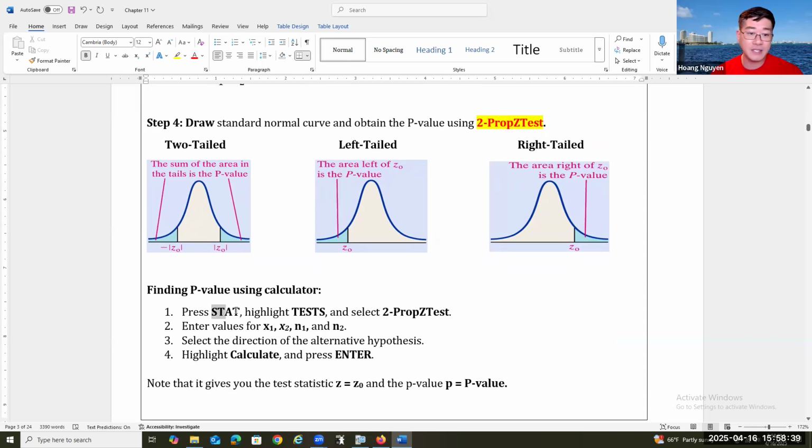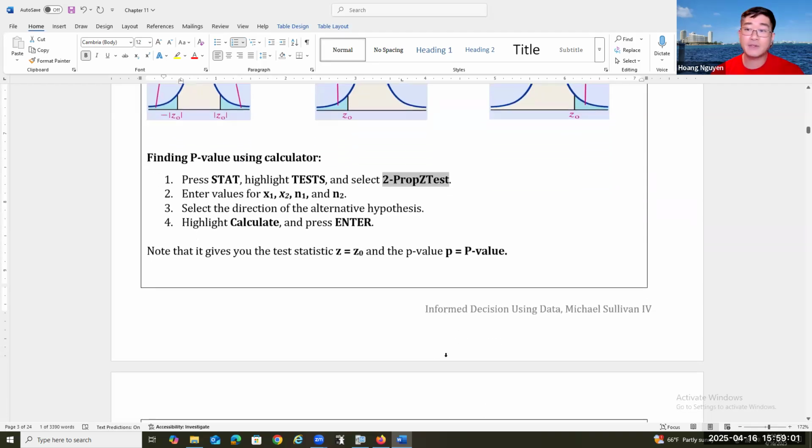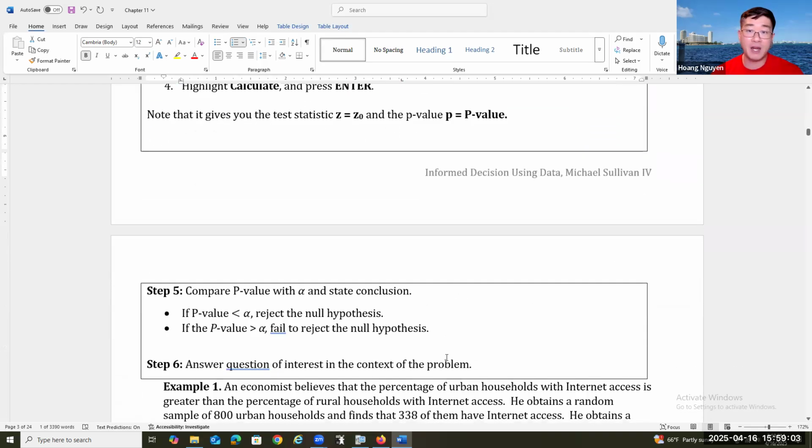So we're going to go to start, and then we go to the test option, and we go down to the 2-proportion z-test option. After that, you input x1, x2, n1, n2, and then select the direction of the alternative hypothesis, and then go down to calculate. So that's going to be step number 4, using the shortcut to get the answer for the p-value. Now, step number 5, we're going to compare the p-value and alpha to get the conclusion, right? So if the p-value is less than alpha, we're going to reject the null hypothesis.